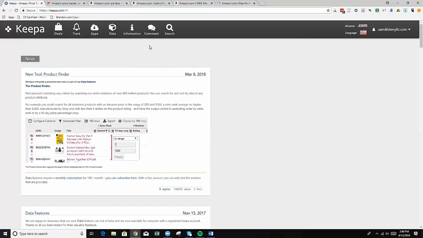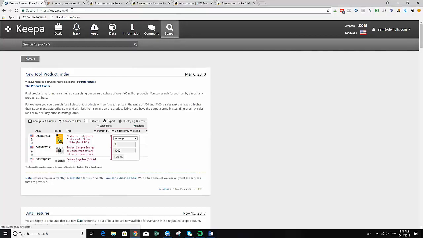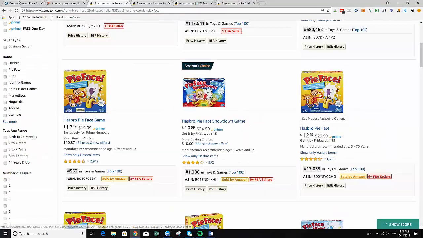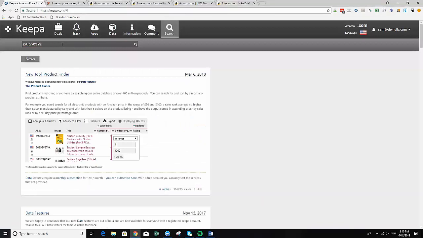So I'll show some examples of both of those, a good product and some bad products, and things that are not as searchable. On Keepa.com, you can just click on the search button, and I'm going to paste in an ASIN that I took from this product, Pie Face, which I know was a really popular item about 2 years ago.